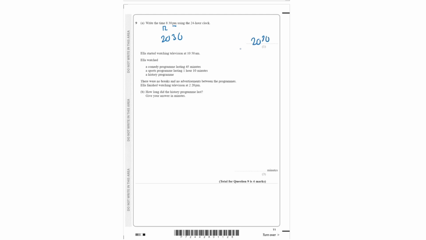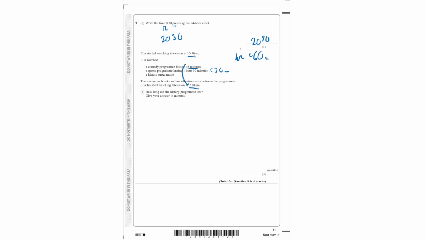Ella started watching television at 10:50 a.m. She watched a comedy program lasting 45 minutes, a sports program lasting 1 hour 10 minutes, and we know that an hour is equal to 60 minutes, so we can simply write here 70 minutes, and the history program, which is unknown. There were no breaks, no advertisements between the programs. Ella finished watching television at 2:20 p.m. How long did the history program last?